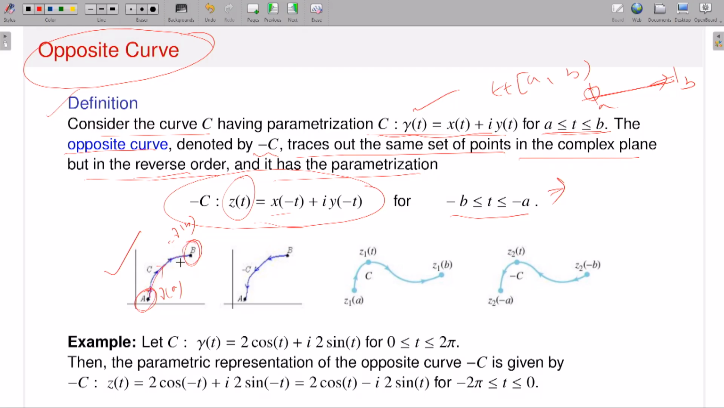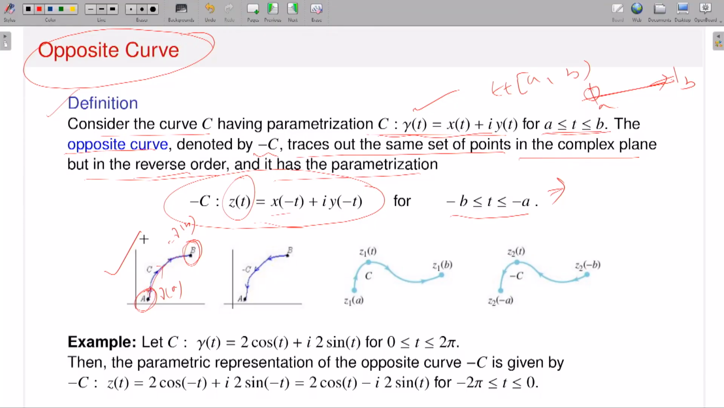That is actually sometimes called the natural orientation. So it starts from small a, that means gamma of a, and it ends at gamma of b, which is capital B. And the way t moves from a to b gives you the natural orientation or natural direction. My point should move along the curve C. So suppose this is the one. Now look at minus C. What is this? This is the corresponding parameterization.